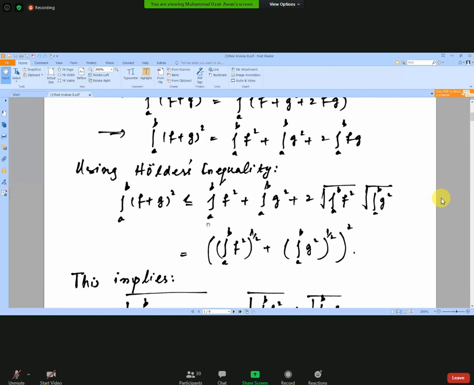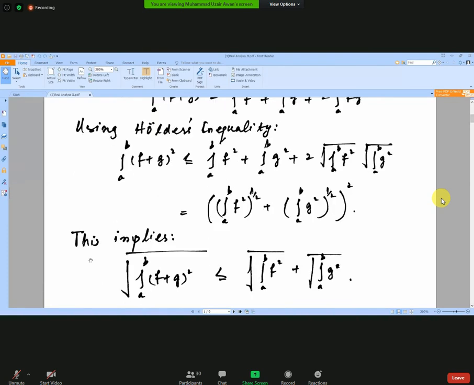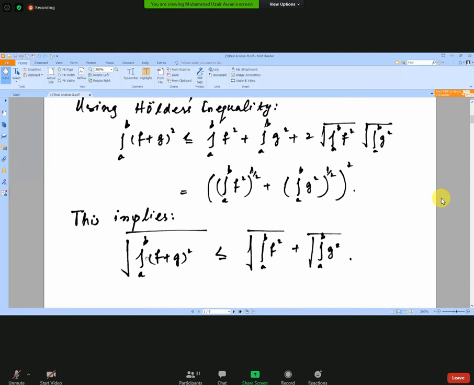Square complete करें you get integral a to b f square का under root plus integral a to b g square का under root और इस सब का square. Now if we take under root on both sides in order to get the required result, taking under root on both sides, under root integral a to b f plus g whole square less or equal to under root integral a to b f square plus under root integral a to b g square. This completes the proof of Minkowski inequality.